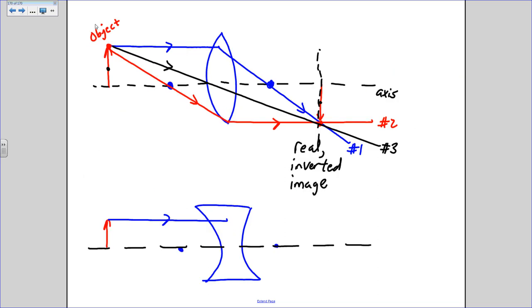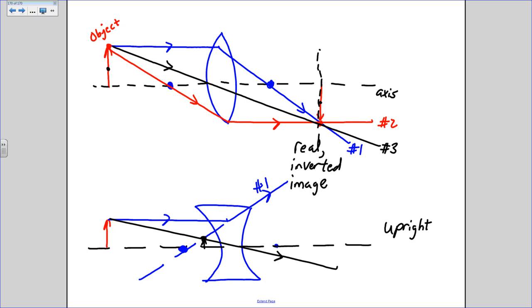All right, so it's going to diverge, but in such a way that if I trace it back, it goes through the focal point. And then I can draw a second ray. This is rule number one. I'm going to draw a second ray just by rule number three. We're not going to worry about rule number two. Rule number three right there. And this is where the two rays cross. And so that's where my image is. All right. This is an upright image.